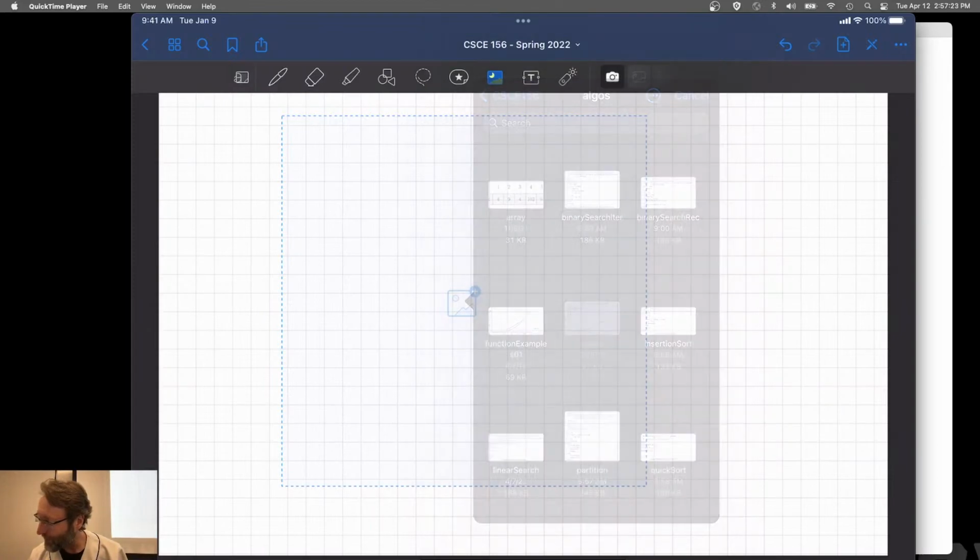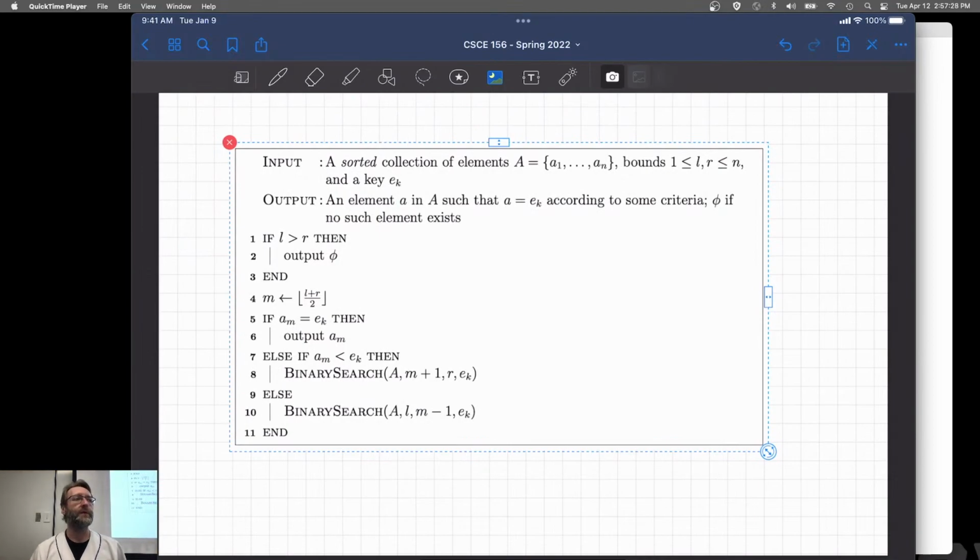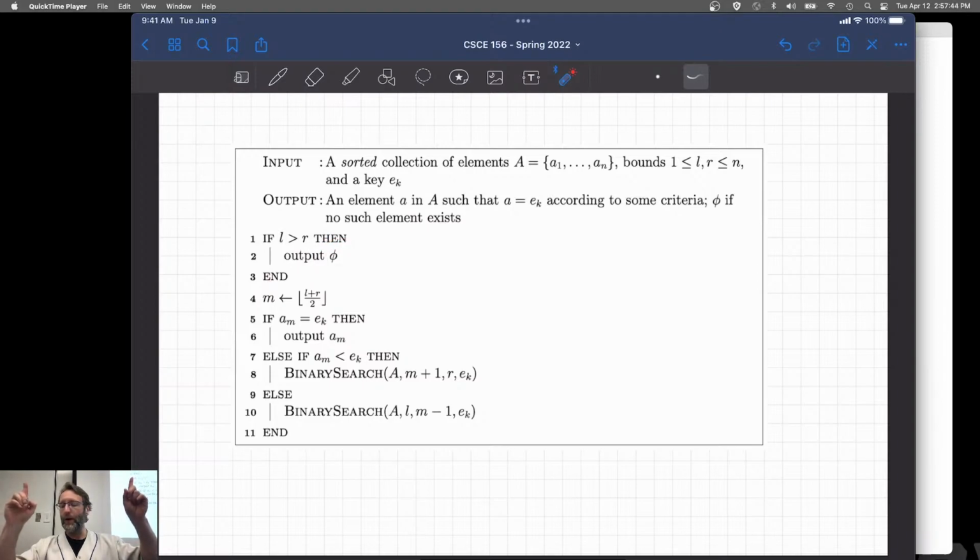Binary search recursive, there we go. Here's the same algorithm, but instead of using a while loop, it uses recursion. Exact same logic here though, right? If L has surpassed R, they've gone past each other, we output, nope, we didn't find it. Otherwise, L is over here and R is over here. So what we need to do is compute the middle index. And I'm using floor here, L plus R divided by 2, right? This is pseudocode, so it's okay to do this. Never do that in practice because it's susceptible to overflow, et cetera, et cetera, et cetera, right?